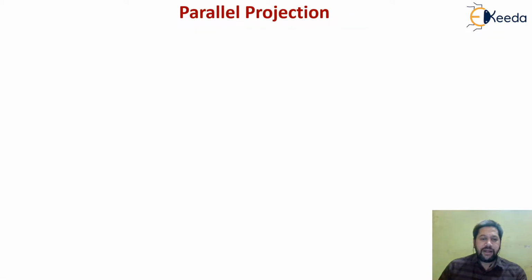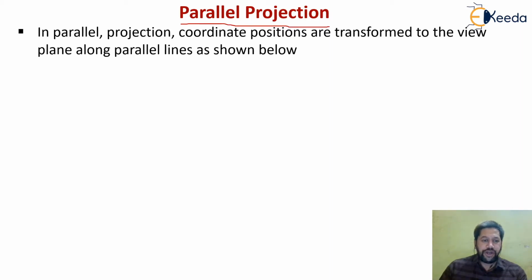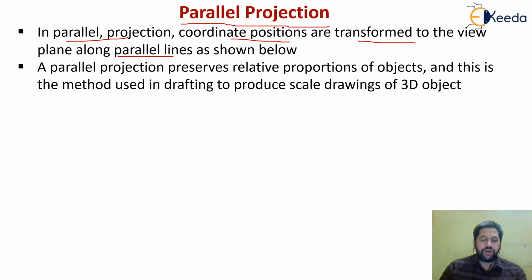So this is my slide. Let us start understanding the parallel projection in detail. As we have said, in parallel projection, coordinate positions are transformed to the view plane along parallel lines, as shown below. We will consider that diagram also. Let us move to the second point. A parallel projection preserves the relative proportions of the object. This is one of the major advantages of the parallel projection. Parallel projection preserves the relative proportion of the object.